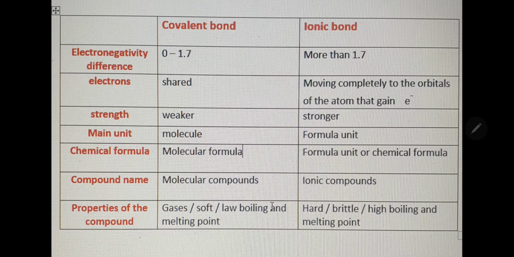Some properties of covalent bonds or molecular compounds: usually they are gases at room temperature, and soft with low boiling and melting points. The ionic compounds are hard and brittle, most of them are solids at room temperature, and they have high boiling and melting points. This is general information about the covalent bond and ionic bond.